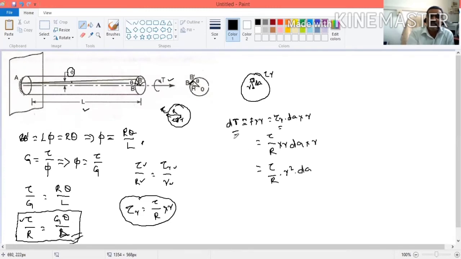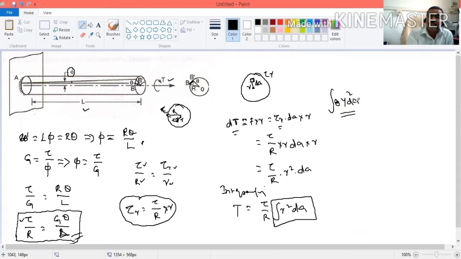This is dT. We want to calculate for the entire area, so integrate it. If you integrate it, then torque is equal to tau by R inside, integral of r square into dA. Do you know what is r square into dA? Already we have studied integral of y square dA. What is this? This is I. Similarly, integral r square into dA is equal to J.